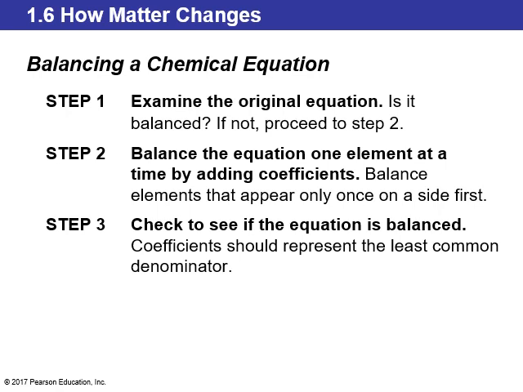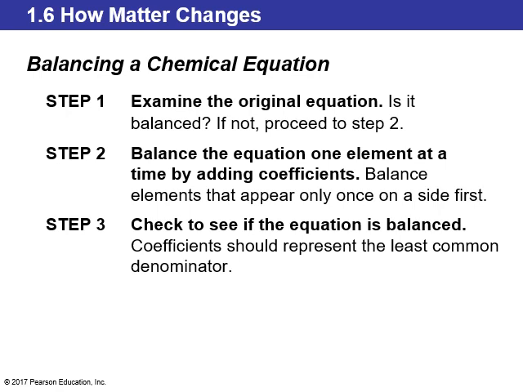So the first thing that we want to determine is, is it balanced? Do we have the same number of each atom on the left side and the right side? You're just going to count all the carbons, all the oxygens, all the whatever elements are involved. Do I have the same number on the left as I have on the right? If so, it's balanced. You're done. If not, we have to proceed to step 2.